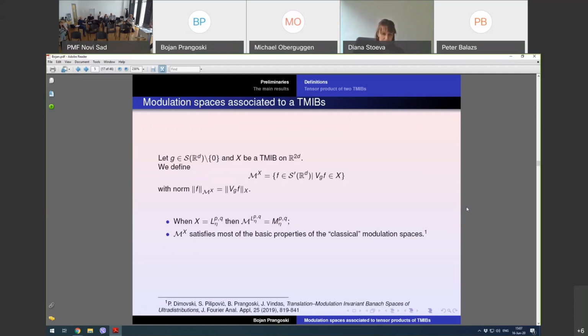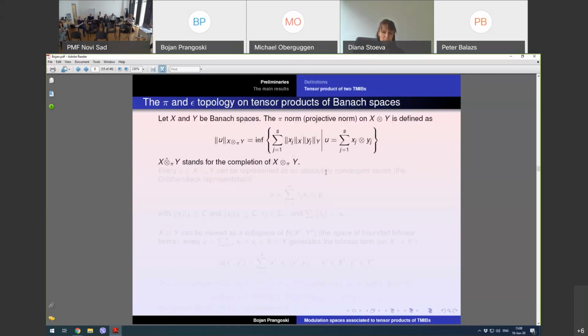For us, it will be particularly interesting when X, the model space for which you generate the modulation space, is not a mixed norm LPQ, but a tensor product of two LP spaces. That will be a particularly interesting case. Because of this, before I continue, I have to briefly recall the two main norms on the tensor product of two Banach spaces that one can introduce.